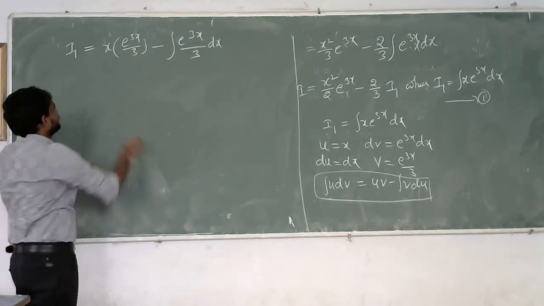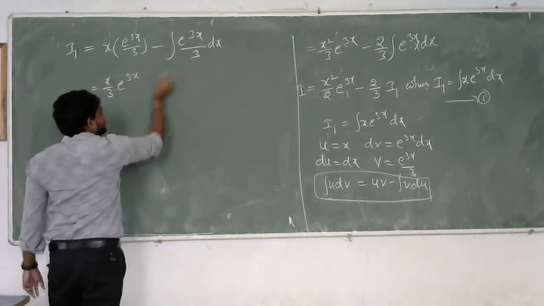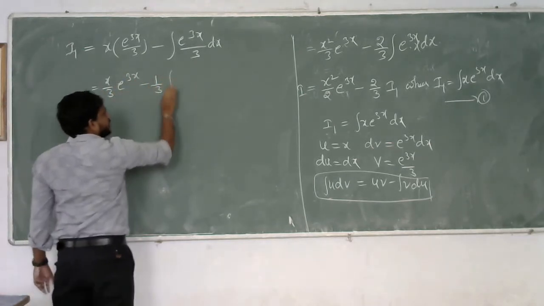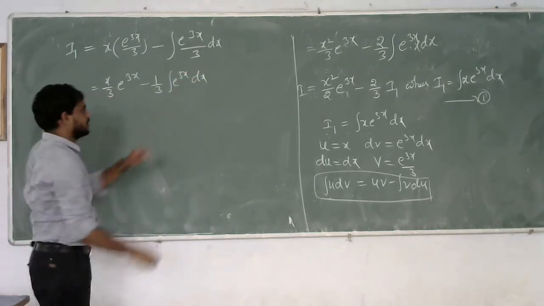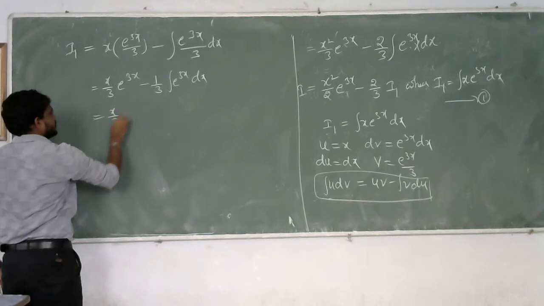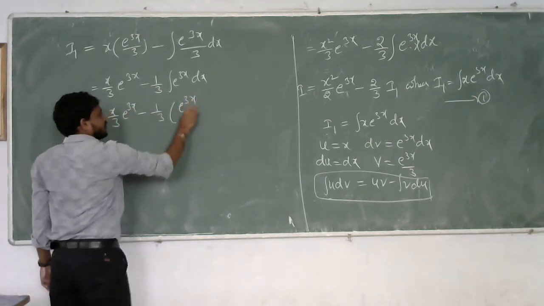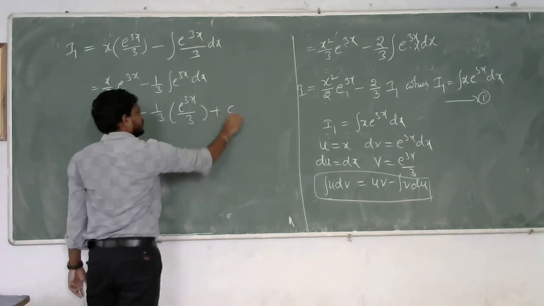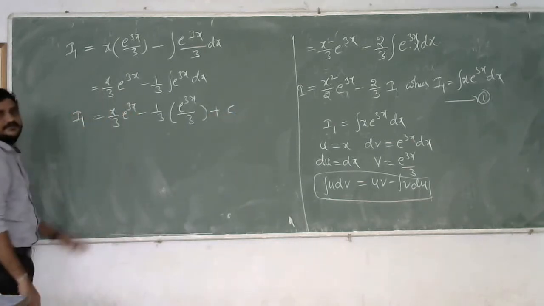Okay. Now x by 3 into e power of 3x. Now write this 3 outside: integral of e power of 3x into dx. Again, what is the integral of e power of 3x? x by 3 into e power of 3x minus 1 by 3 into the integration of e power of 3x, which is e power of 3x by 3, plus constant of integration. That is the I1 value.